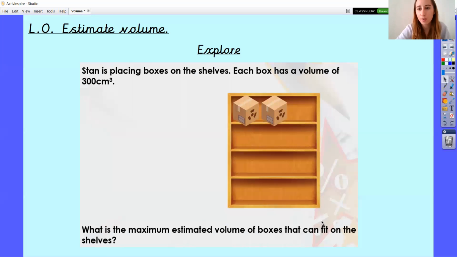So we need to work out roughly how many boxes could fit on this set of shelves, and then what their volume could be, knowing that one box has a volume of 300 centimetres cubed. I wonder if you could just have a little think about how you might approach solving that problem. What might you do first? What might you think about first? And then what might you do next? So just have a think for a moment.